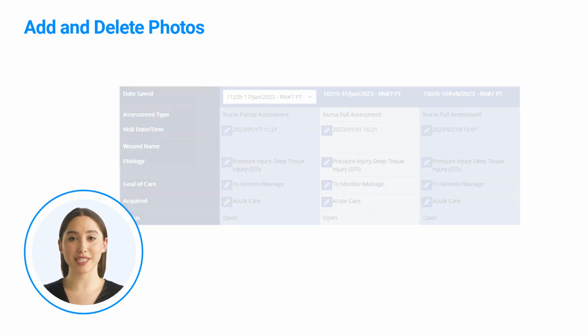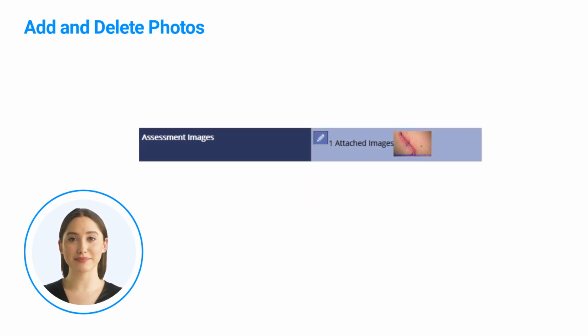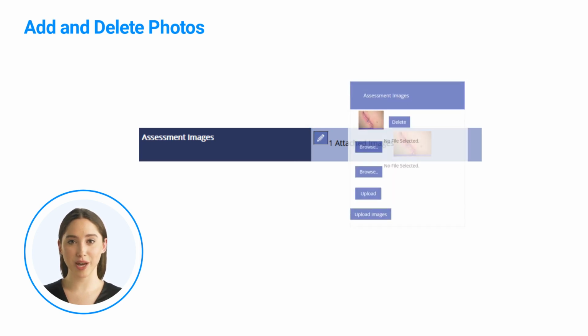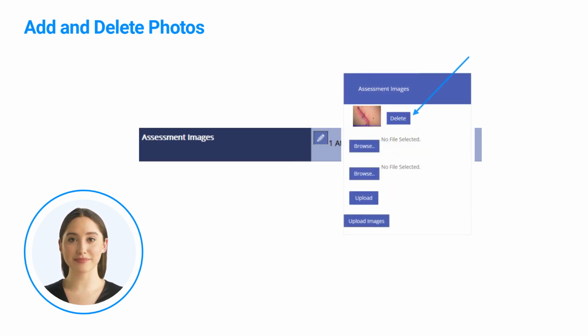Scroll down to Assessment Images. Click the pencil and paper icon. You will only see this icon on assessments that you yourself completed. You are given the option to delete previous images or browse to upload new images. Click on Upload Images when you're done. The changes you have made will be visible in the assessment and treatment flowchart.